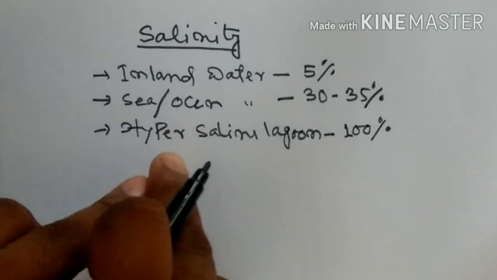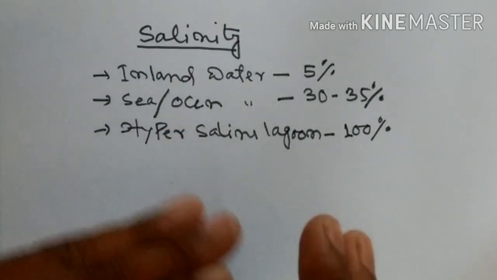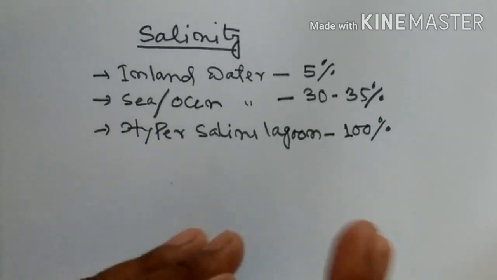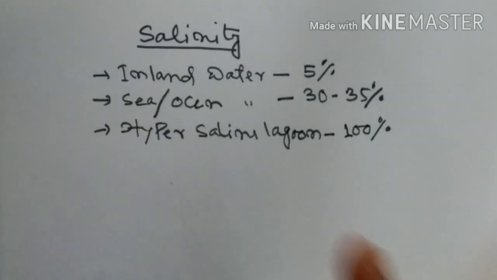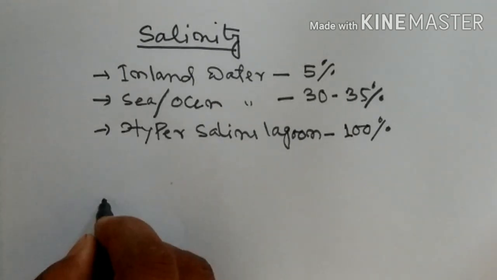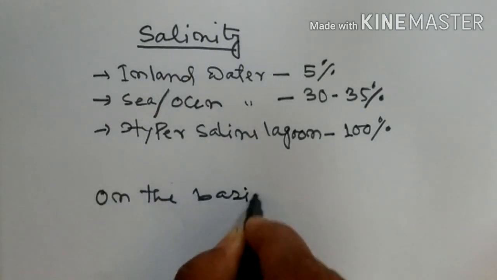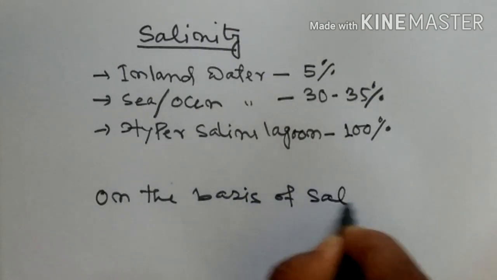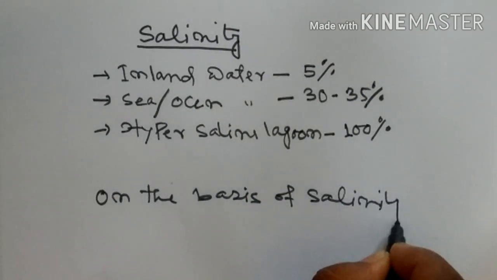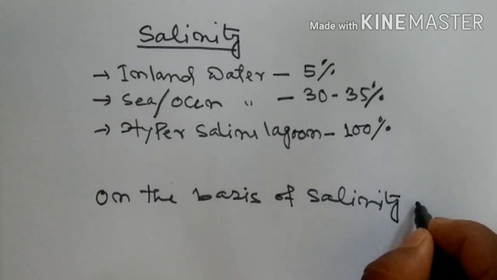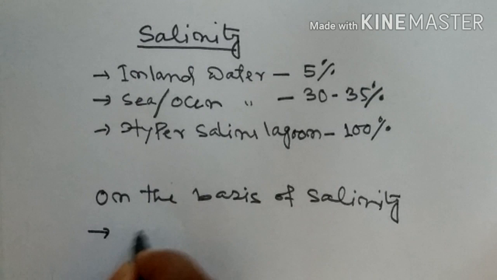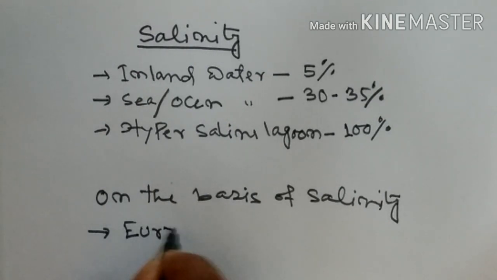In all these three types of water, different kinds of animal beings are found. On the basis of salinity, animal beings are of two types. Number one is euryhaline.